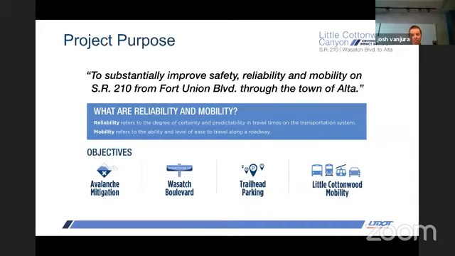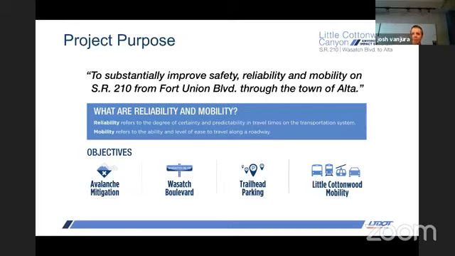So after that process, we started with 105 initial concepts, and we've screened them down to 3 primary alternatives that meet that purpose and need. And it's those 3 primary alternatives that we're going to spend the majority of the time on today.